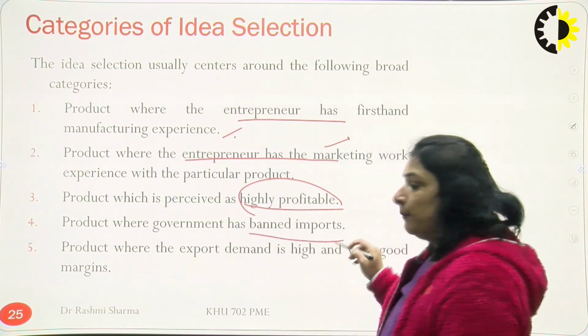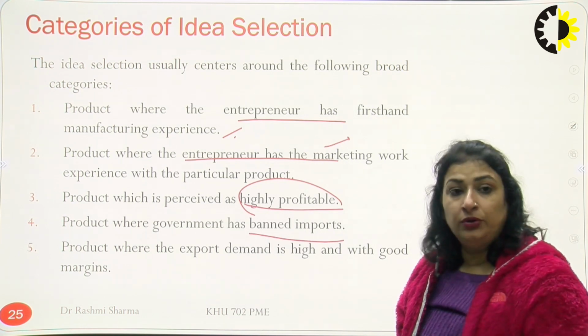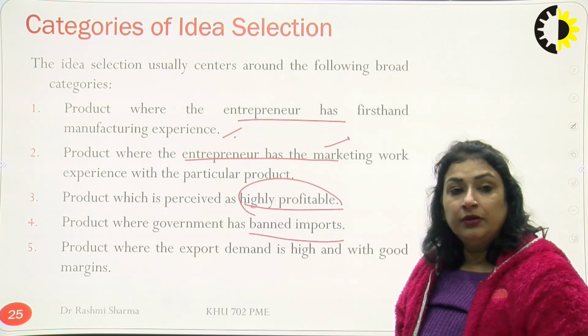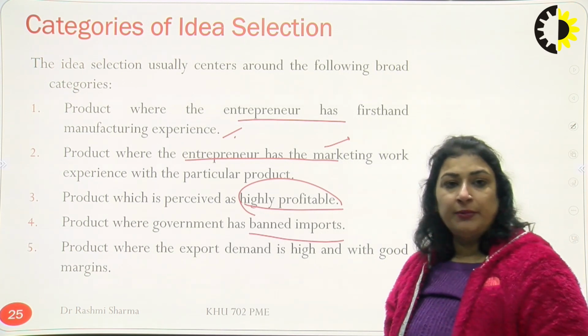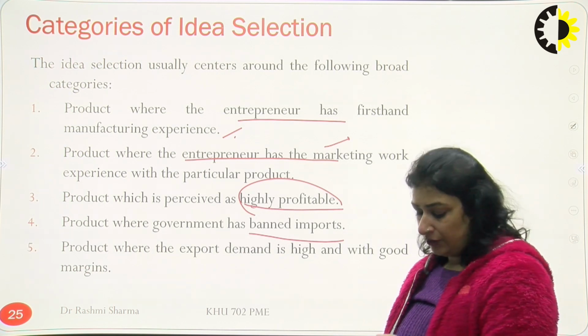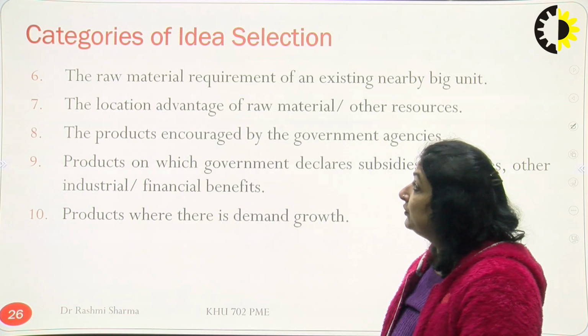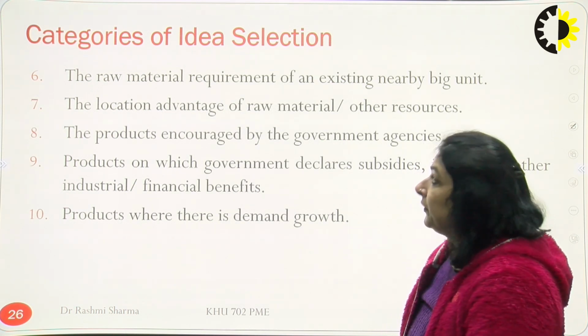We have to avoid the product where the government has banned the imports. We cannot use those particular products as input ware, or we cannot take them as raw materials. So we have to look into this, and if the export demand is very high for that particular product, then we should go for it. So that is the category which we use for the selection criteria.